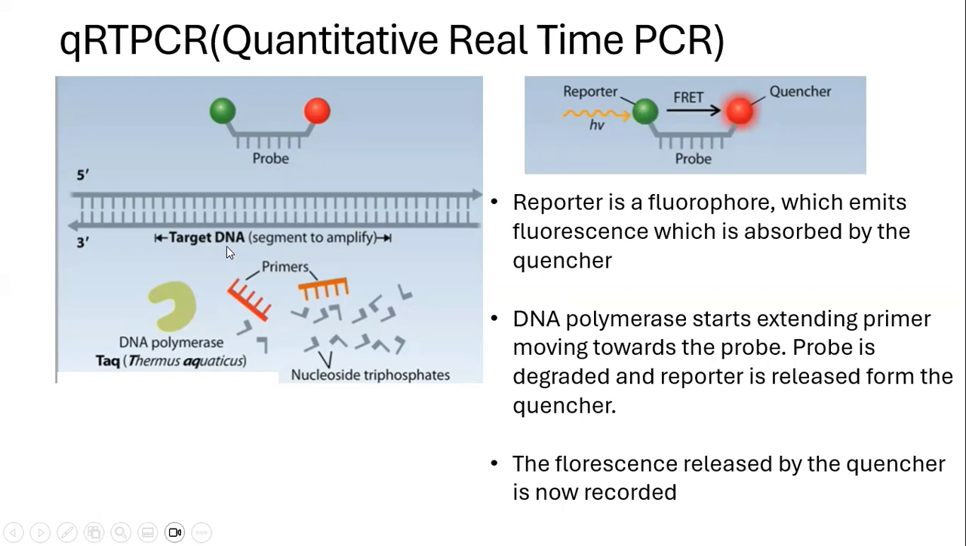Now during amplification, the probe will bind to the target DNA segment. And during amplification, because of the activity of Taq polymerase, the probe will get degraded. Now after degradation, when the light is incident on the reaction, the reporter molecule will emit fluorescence. However, the quencher molecule will not be at an optimal distance because of the degradation of the probe, and hence the fluorescence will be recorded by the instrument.